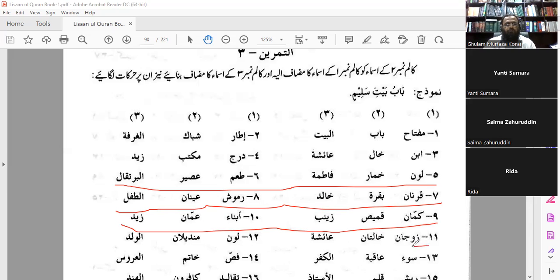Next one. Who is going to do from 11 and 12? Hurry up, please. Zawja khalatay Aishata. Aishati. Zawja khalatay Aishata. When we make khalata, because it's muzaf, noon will be dropped. Now it is majroor, it will be khalatay. Aishata is ghair munsarif. That's why it takes fatha. Zawja khalatay Aishata. Okay, next one.